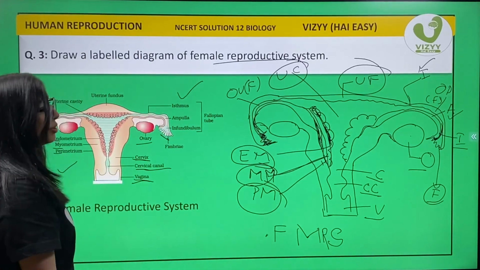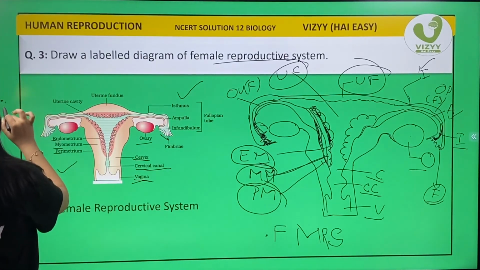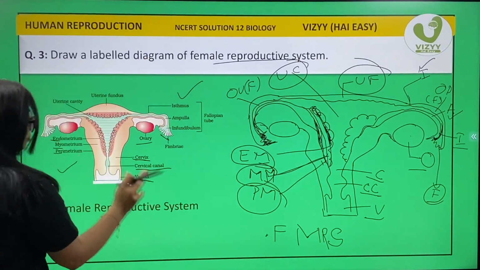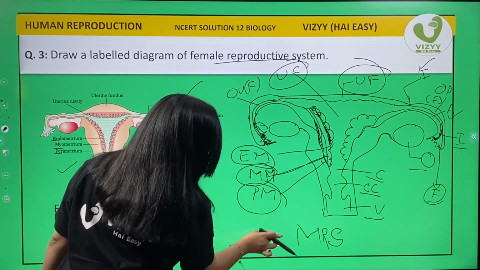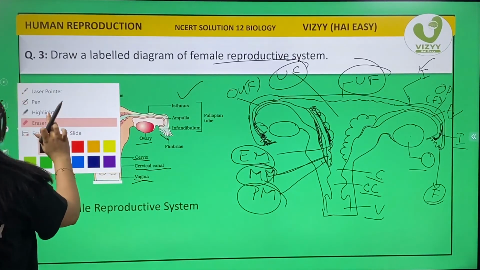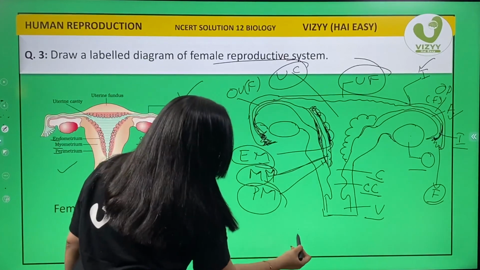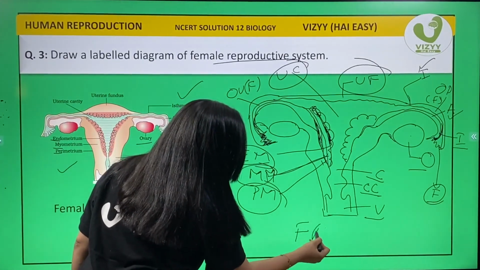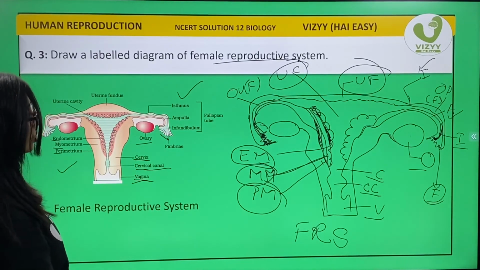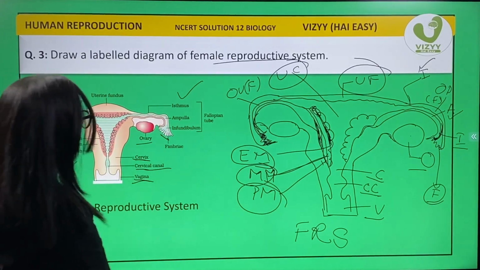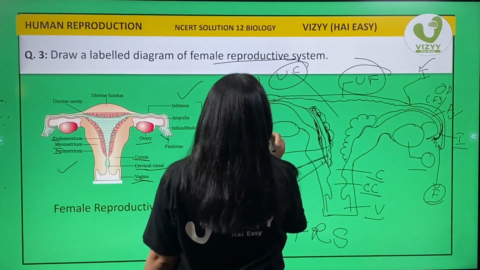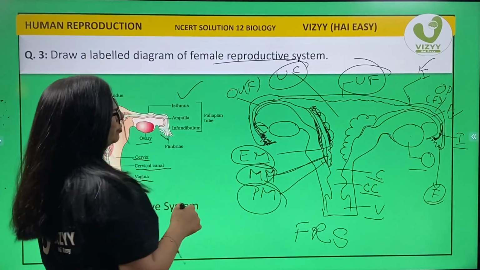Okay, students. So here we have what? We have the female reproductive system. Okay, students. So we are done.